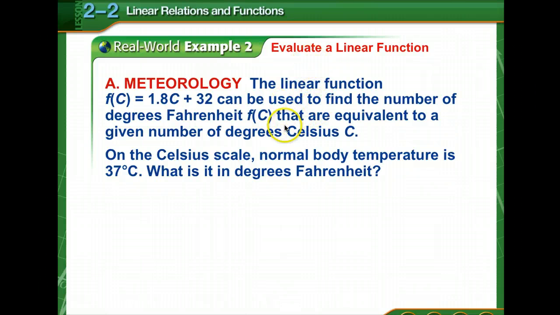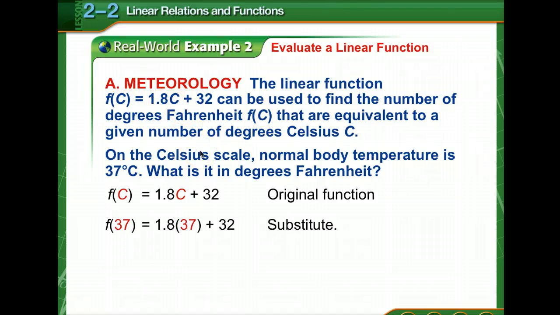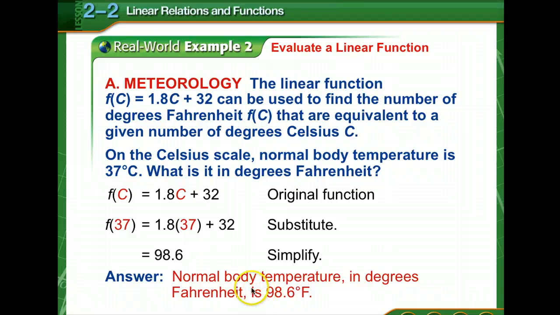Okay, then we double check. What is it they're wanting us to find out? On the Celsius scale, normal body temperature is 37 degrees. What is it in degrees Fahrenheit? Well, this is going to be simple substitution. We've got f of c is equal to 1 8/10 c plus 32. We're wanting to know what it's going to be like if it's 37 degrees Celsius. So c is 37, and we simply solve 98.6. That's the normal body temperature in degrees Fahrenheit, 98.6.